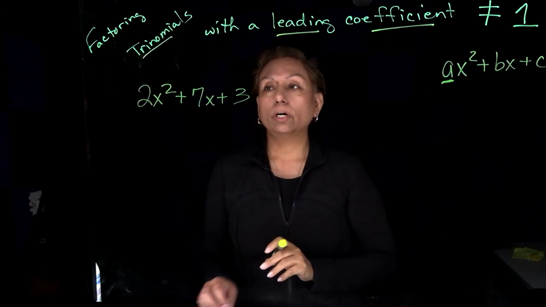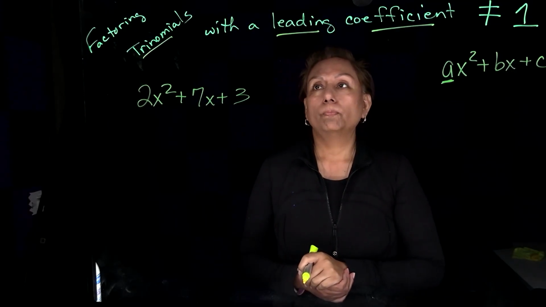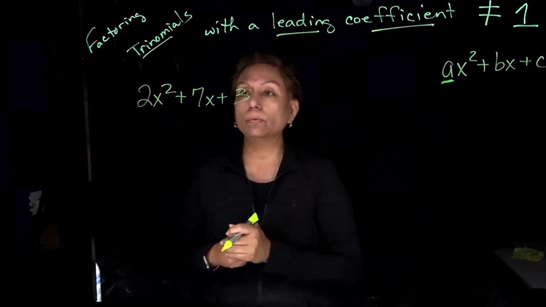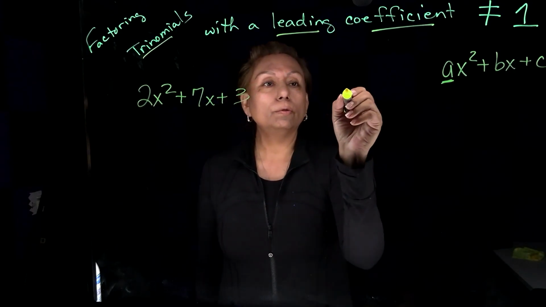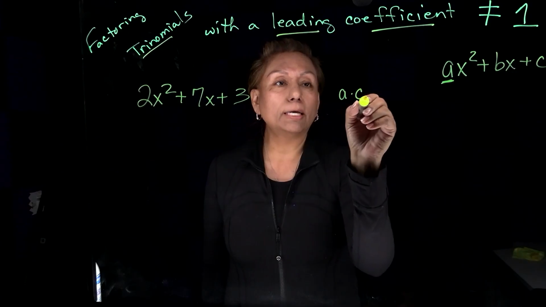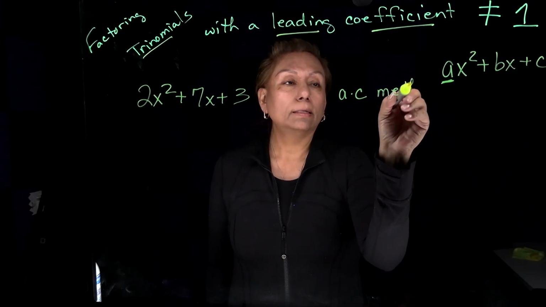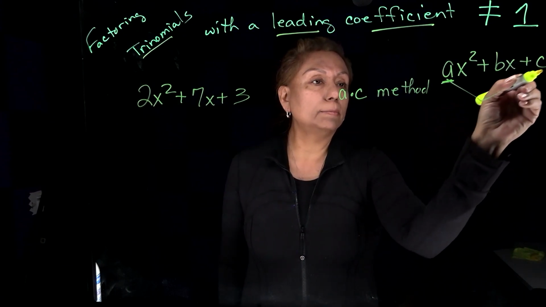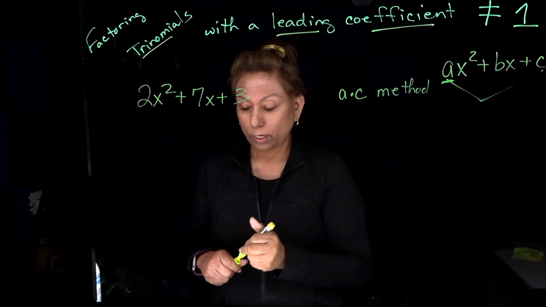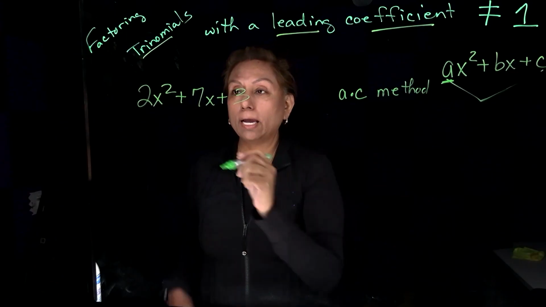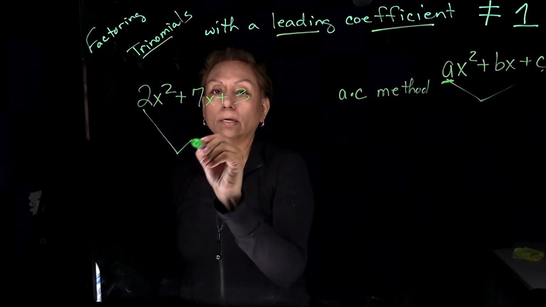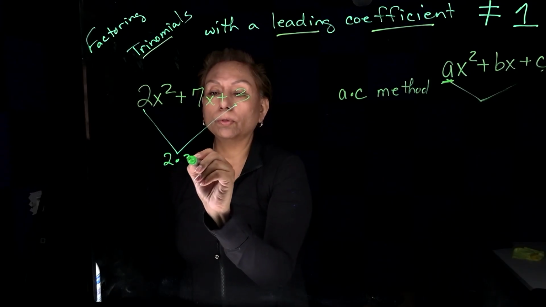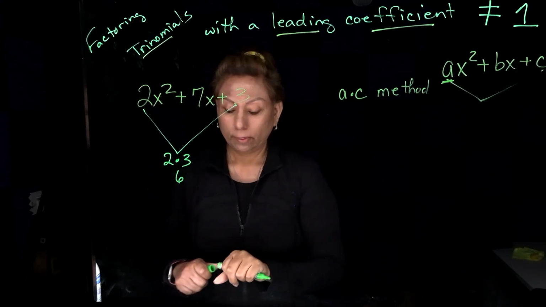We'll start here. In our previous videos, we did one when the leading coefficient was a 1. Now we're going to do it when it is not a 1. We use a method called the AC method, A times C. That means we multiply the A times the C. In our problem, our A value is 2 and our C value is 3, so 2 times 3 is 6.